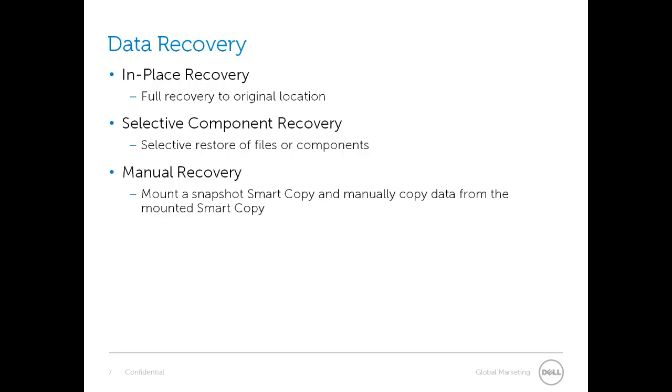Data recovery. You can perform an in-place recovery of smart copies, which basically will perform a full recovery to the original location. You can perform a selective component recovery, which allows you to selectively restore files or individual components. Or a manual recovery, where essentially you mount a snapshot smart copy and then manually copy data from the mounted smart copy to your target destination.